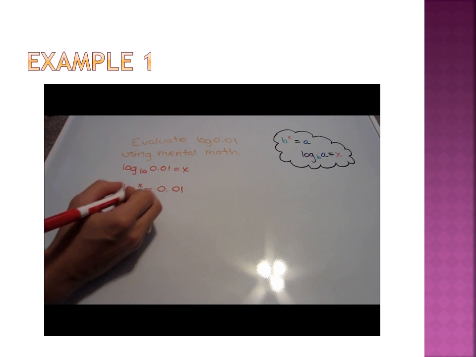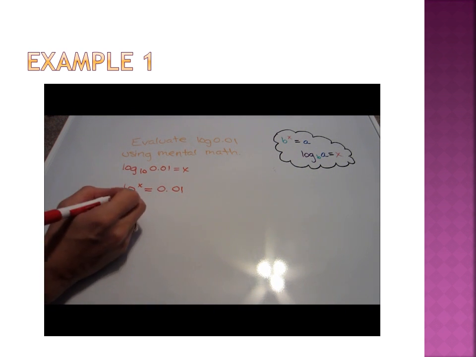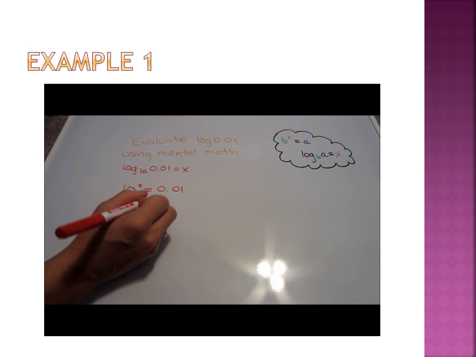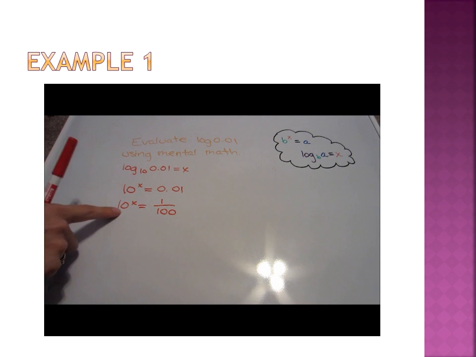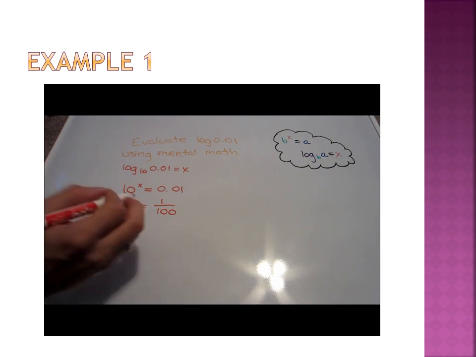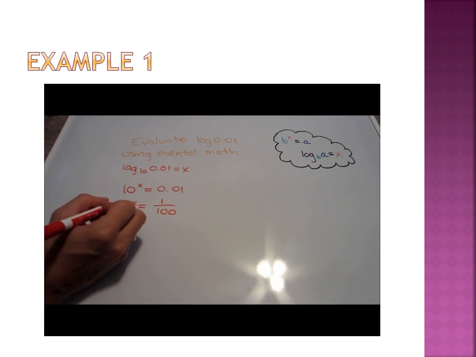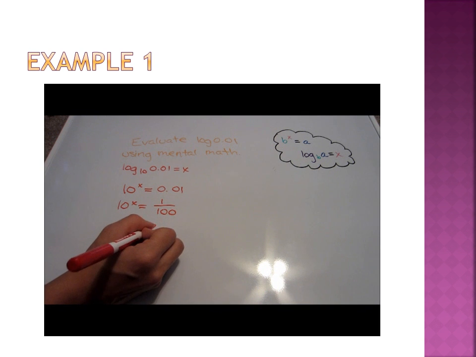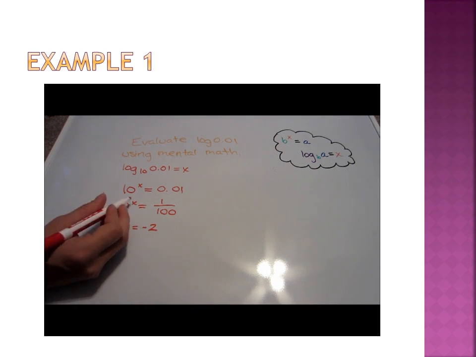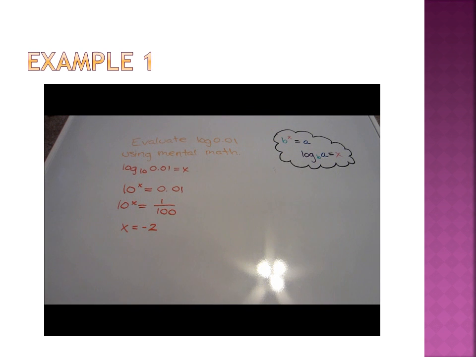Now, if we read our decimal, this is 1/100th. So if we think of that as a fraction, 1/100th, now we can think about what our exponent is using mental math. Well, 100 is 10 squared, but it's in the denominator, so our x is going to be -2. So 10 to the -2 power is 1 over 100. So using mental math, we were able to evaluate the log of 0.01. The log of 0.01 is just equal to -2.